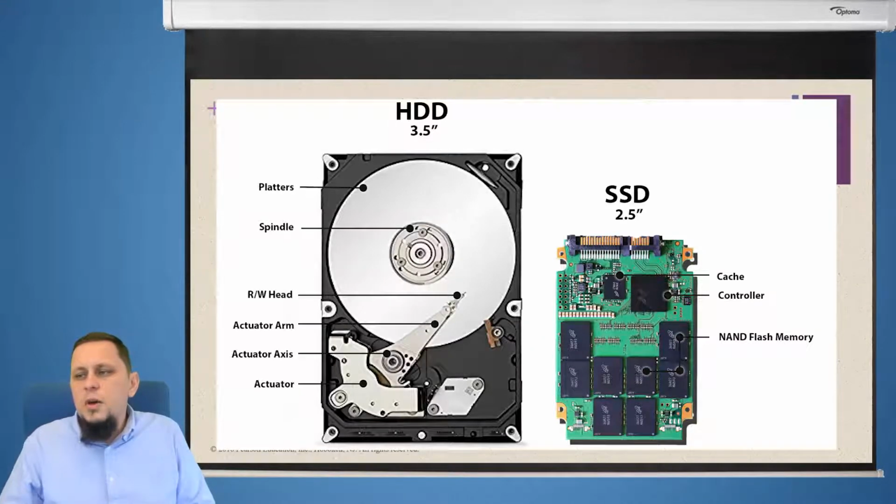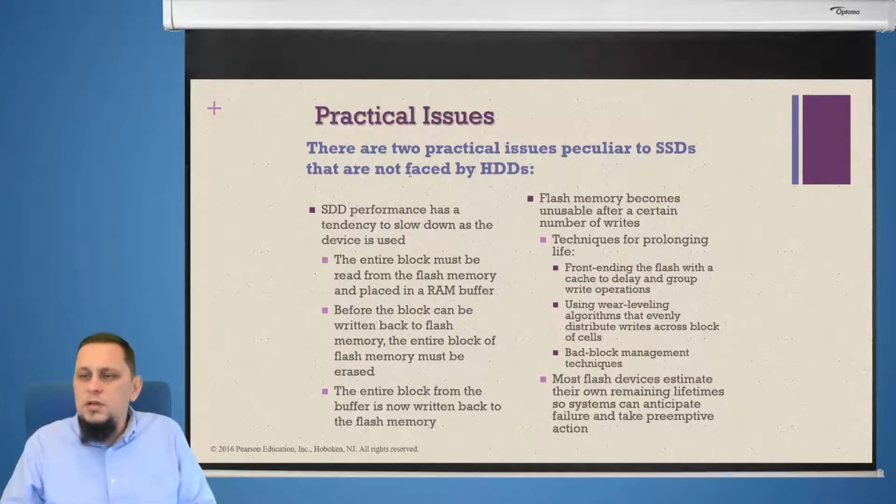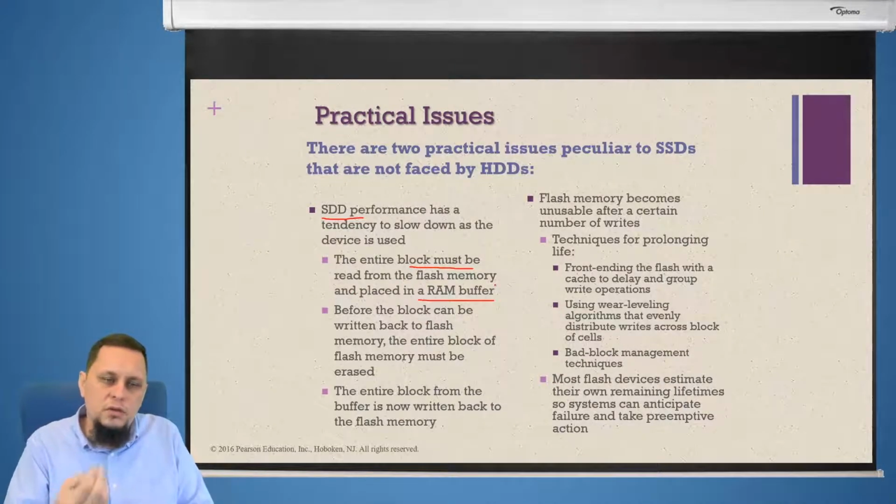So what are some of the issues SSD faces that are not faced by the HDD? The SSD performance slows down as the device is used. After some time, usually the SSD will slow down. When you read or write from the SSD, an entire block must be read from the flash memory and placed in a RAM buffer. So you cannot read or write at the bit level or the byte level. You have to read at the block level.